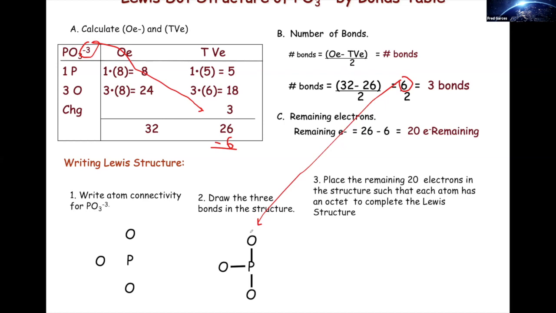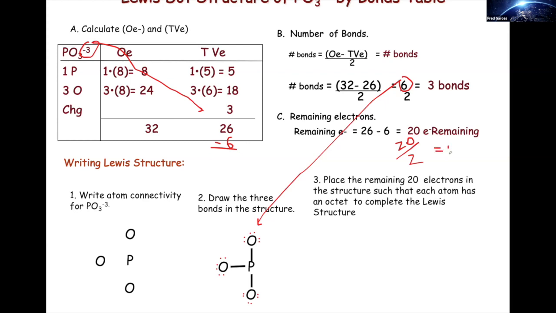So let's complete the octet. That's 1 lone pair, that's 2 lone pairs, that's 3 lone pairs. You're going to put 3 lone pairs here. You're going to put 3 lone pairs here. That's a total of 9. Remember that we have 10. 20 divided by 2 equals 10.